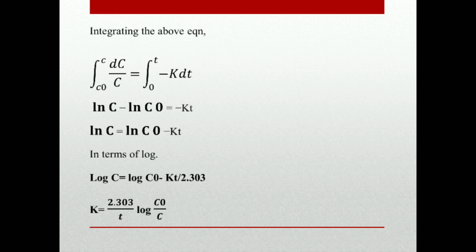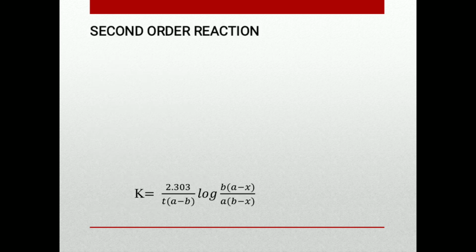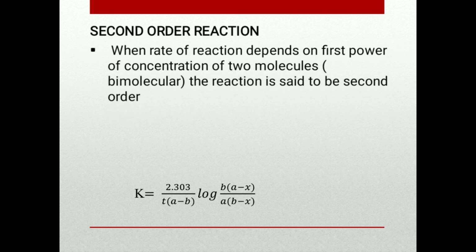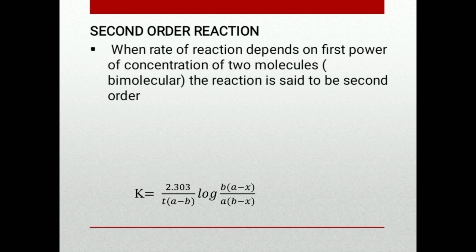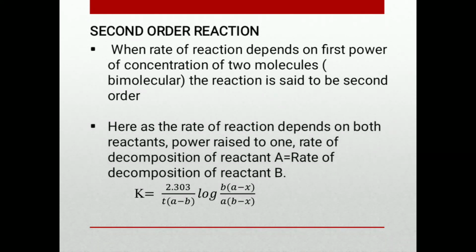Now coming to the last one, that is second order reaction. So now second order reaction, here the rate of reaction depends on the first power of concentration of two molecules, that is bimolecular. The reaction is said to be second order. Here the rate of reaction depends on both reactants' concentration raised to power 1. Rate of decomposition of reactant A is equal to rate of decomposition of reactant B.